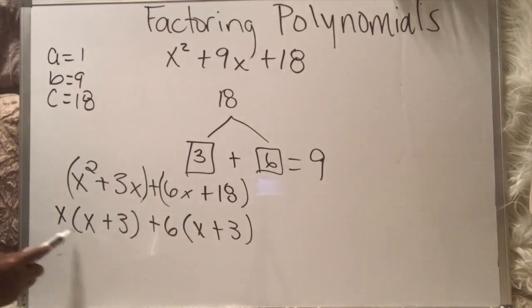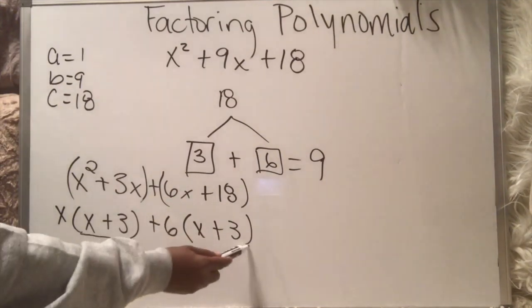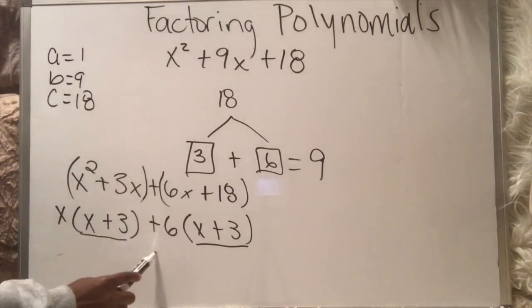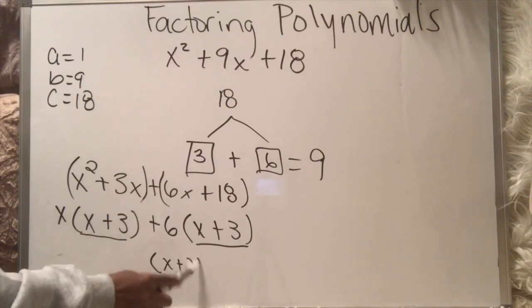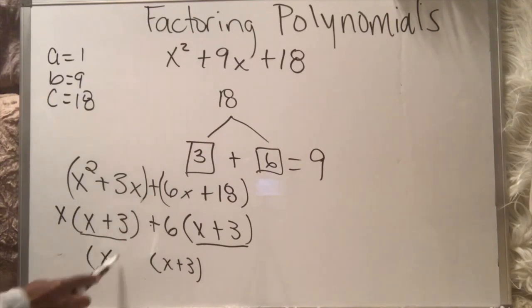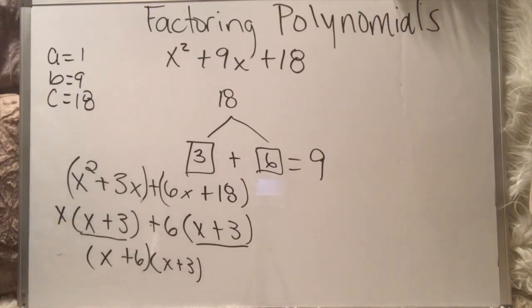So now, you know you did it correctly if what you have in the parentheses are the same. So now, you're going to write x plus 3, because that is one of your factors, and then x plus 6 is your other factor, and you have now factored by grouping.